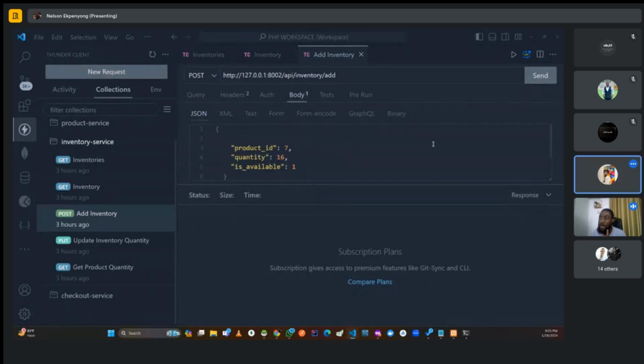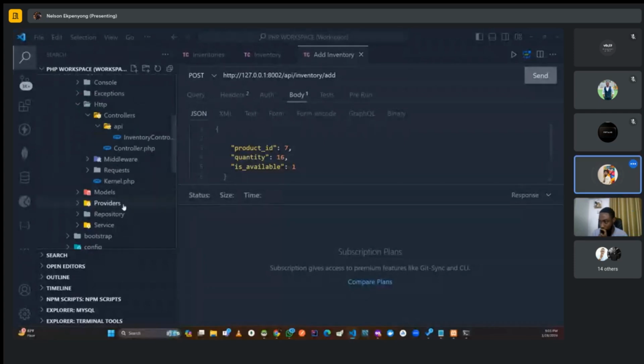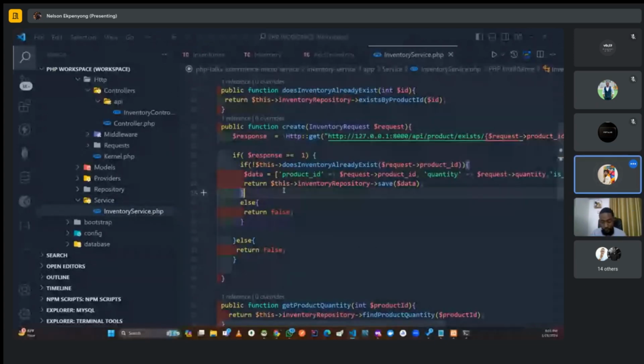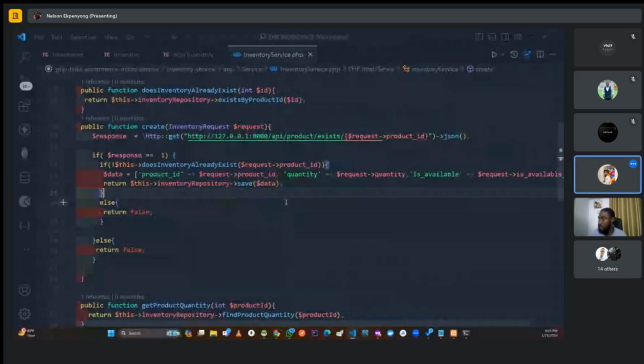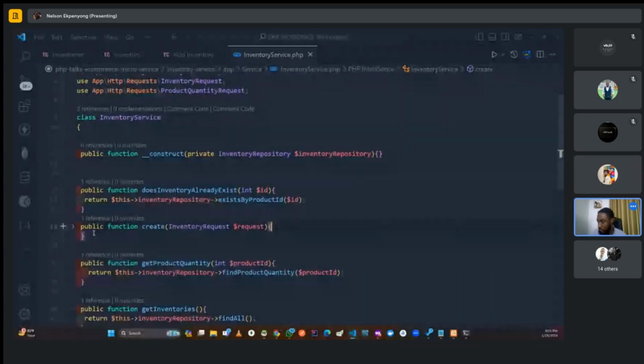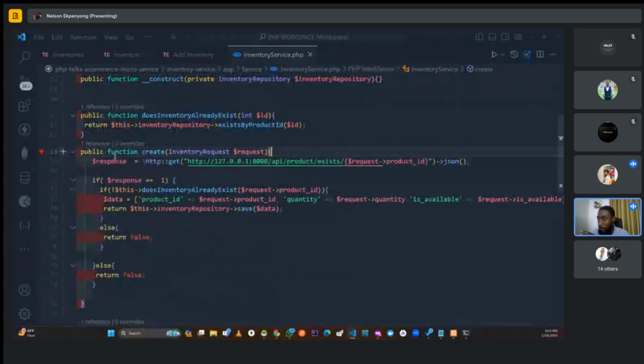Now we're about to add an inventory, right? Before we add this inventory, let's go and find out what is happening in the inventory service. Sorry, let me close this a bit. Great. Now this is create on line 18. So are we ready? Line 18. Okay, so it will receive the inventory requests. We have a custom request class, right?